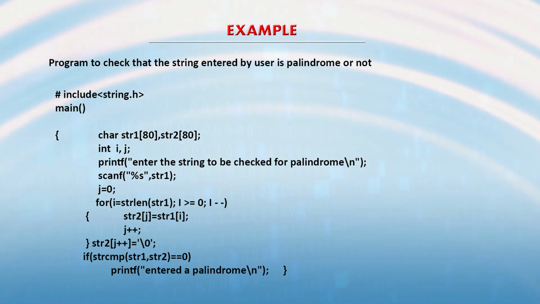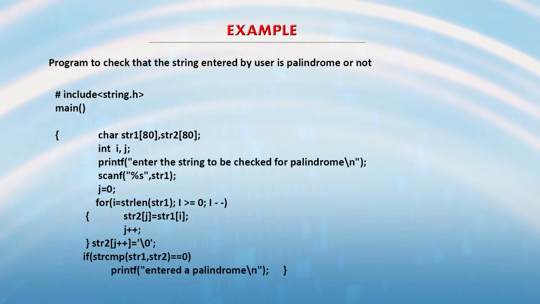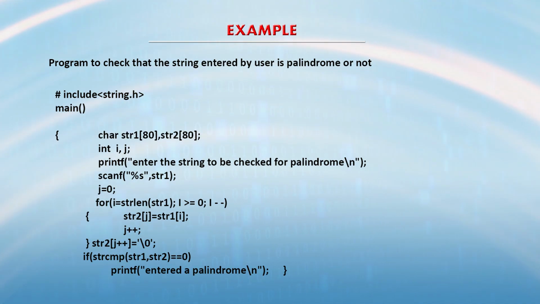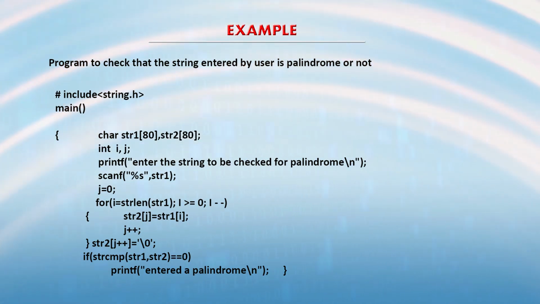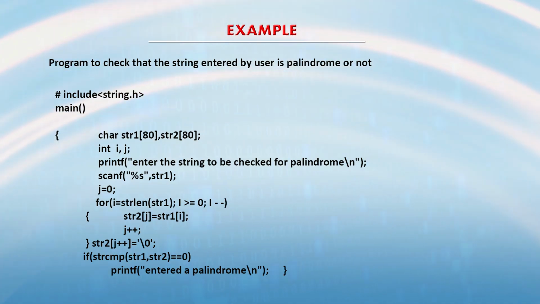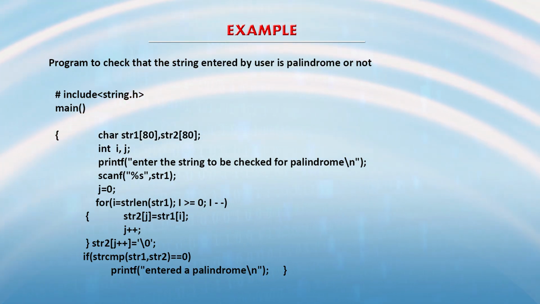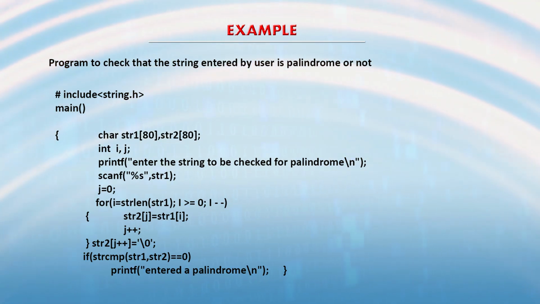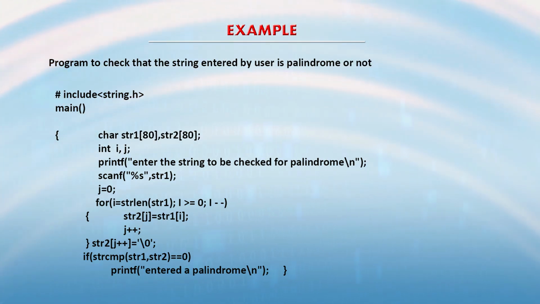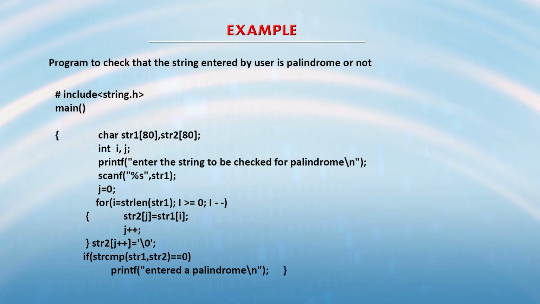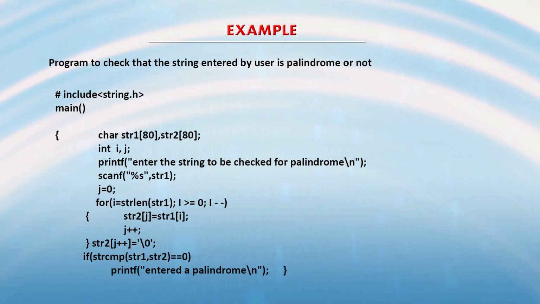After that, we are using the strcmp function to compare the two strings str1 and str2. The strcmp function is a string comparison function defined in string.h. If you want to know something about this, just select it and press Ctrl F1 in the Turbo C compiler. You will be able to understand what the strcmp function is all about. And if it returns a value 0, that means string 1 and string 2 are the same. So that means the string 1 entered by the user is a palindrome. That means the forward and reverse strings are one and the same.